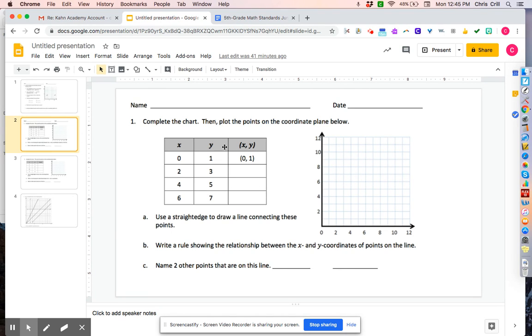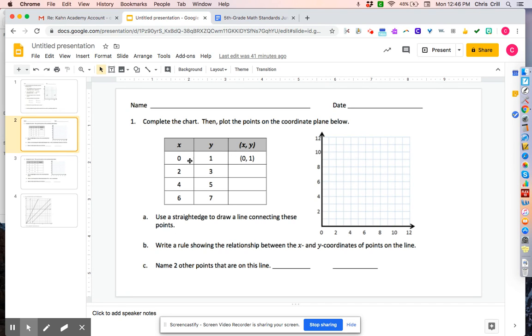And today it would really be helpful if you have some kind of straight edge, whether it's a ruler or a side of a book to use. I don't have a straight edge, and you're going to notice some of my lines are not quite as straight as they should be. So first job, we need to complete a chart.